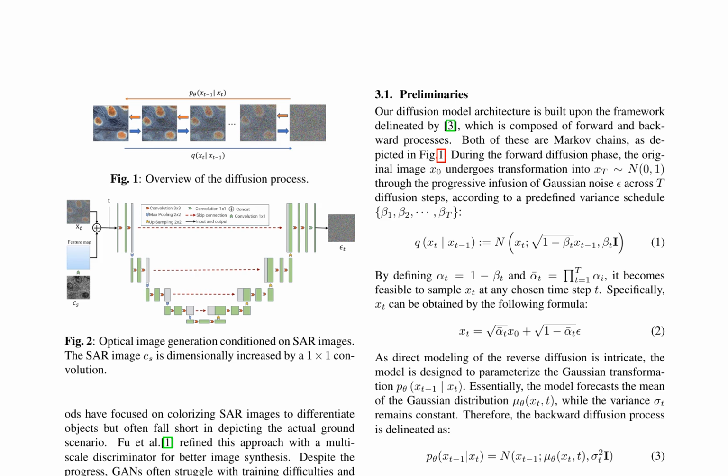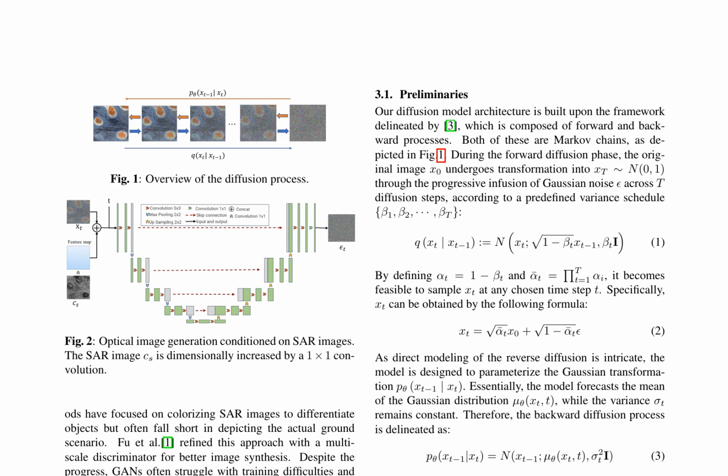Researchers have developed a conditional diffusion model for transforming synthetic aperture radar (SAR) images into high-quality optical images. Building on recent advancements in diffusion models, this approach leverages SAR images as a guiding condition to improve fidelity and clarity. The model's architecture is founded on the diffusion model framework, comprising a forward and backward process. In the forward diffusion phase, Gaussian noise is progressively infused into the original image, whereas the backward process predicts the Gaussian noise given the transformed image.